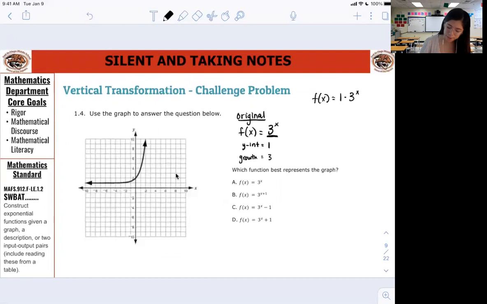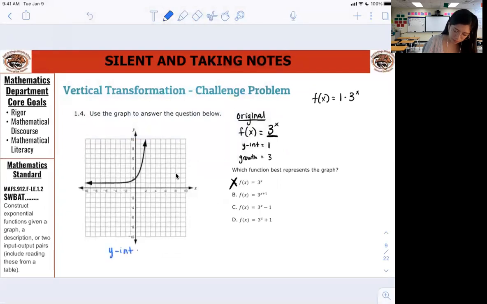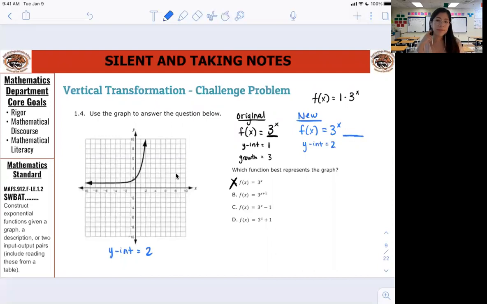No. The y-intercept in my graph is 2. So how would I go? I know that I have a new graph. It's 3 to the x and then something. I might add something, I might subtract something. What should I do to the graph so that the y-intercept is 2? What should I do to the equation?